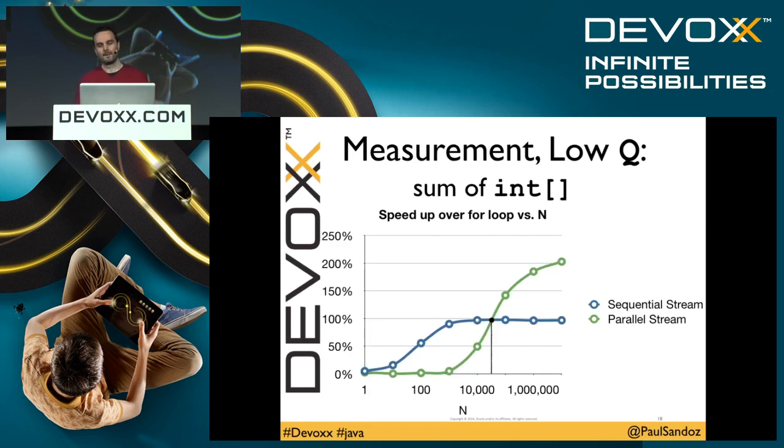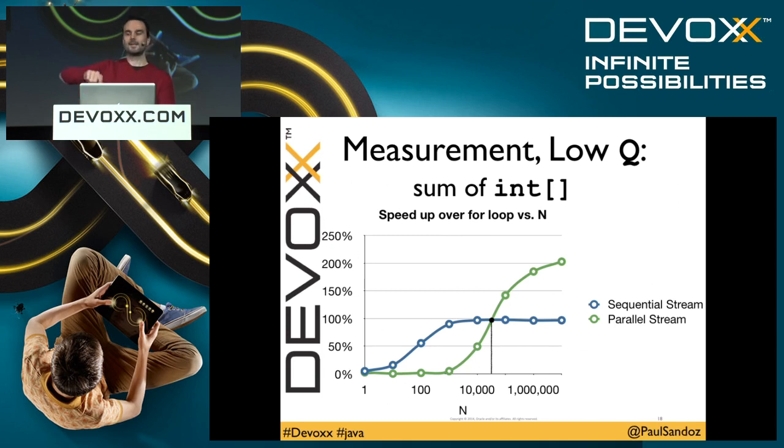So here's an example I've shown before, which compares the summation of an array of integers. On the x-axis is n, the size, and on the y-axis is speed up compared to a for loop. So I'm comparing a sequential and a parallel stream. As n gets larger, you can see that a sequential int stream is still slower than a for loop. But at about 1,000 elements, we're at parity there. But you see the parallel stream is really slow. At 100,000, it's just dog slow.